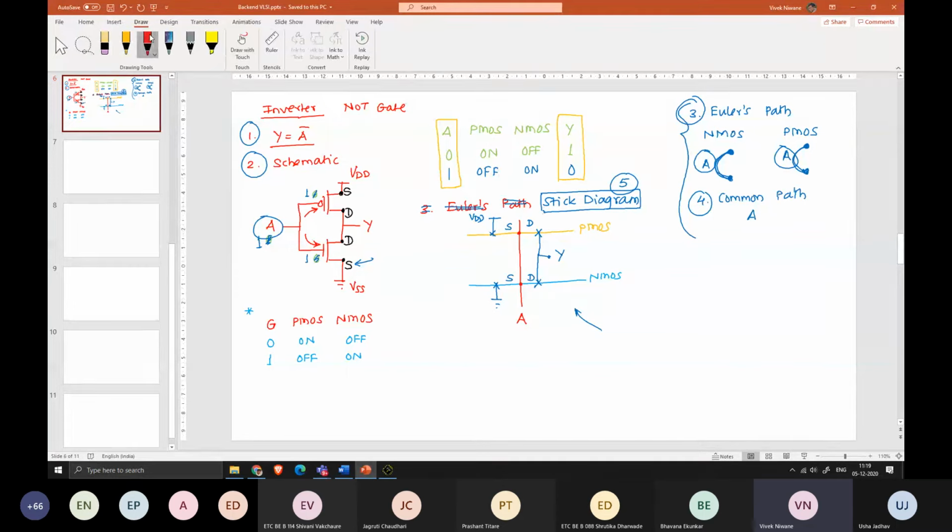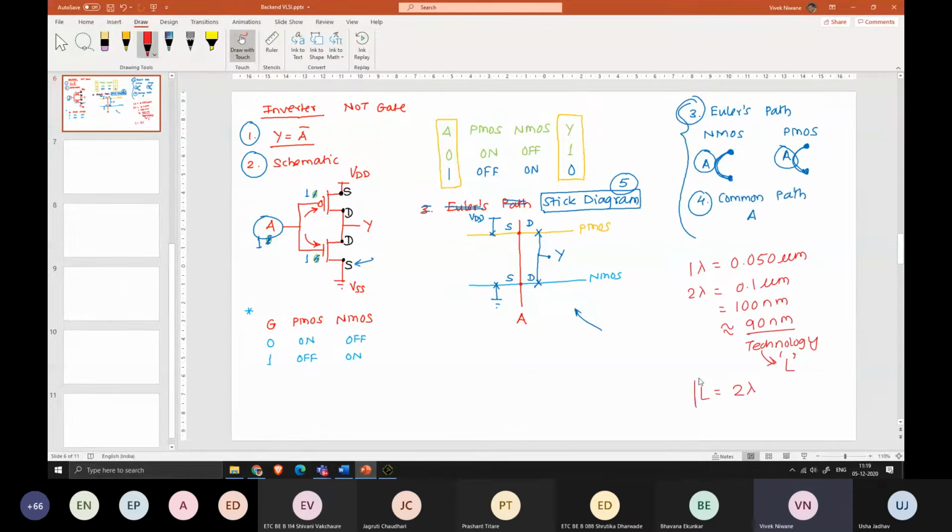Okay, what is written there? Let me write it down. 1 lambda is equal to 0.050 micrometer, or I will say that 2 lambda is equal to 0.1 micrometer, or I can say 100 nanometer, which is nearly equal to 90 nanometer. So 90 nanometer refers to the technology, and that refers to the channel length. So I can say a universal formula: channel length is always equal to 2 lambda.